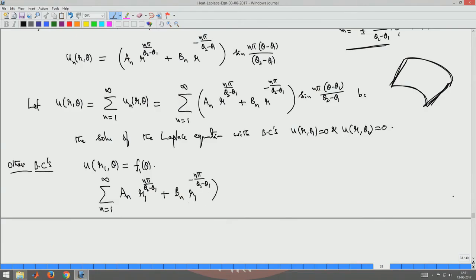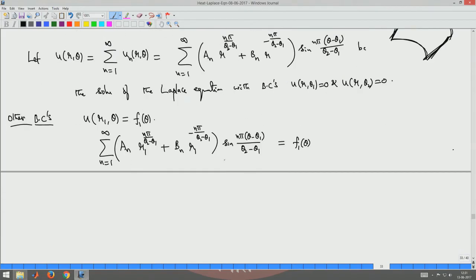So, you substituted r 1 in the place of r, and now this sin(n pi ...), we are putting theta as it is. You have these, your eigenfunctions, (theta minus theta 1)/(theta 2 minus theta 1), equal to f 1 of theta. So, now these are your eigenfunctions, and you can take a dot product on both sides with these eigenfunctions. So, you can get a_n times this whole constant, r 1^(n pi/(theta 2 minus theta 1)) plus b_n r 1^(minus n pi/(theta 2 minus theta 1)), as an integral. Theta is between theta 1 and theta 2, that is the dot product, when I make a dot product of f 1 with this eigenfunction.